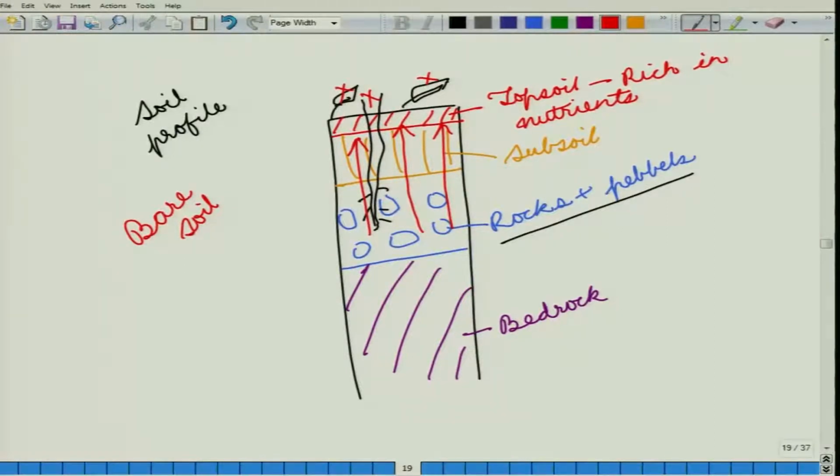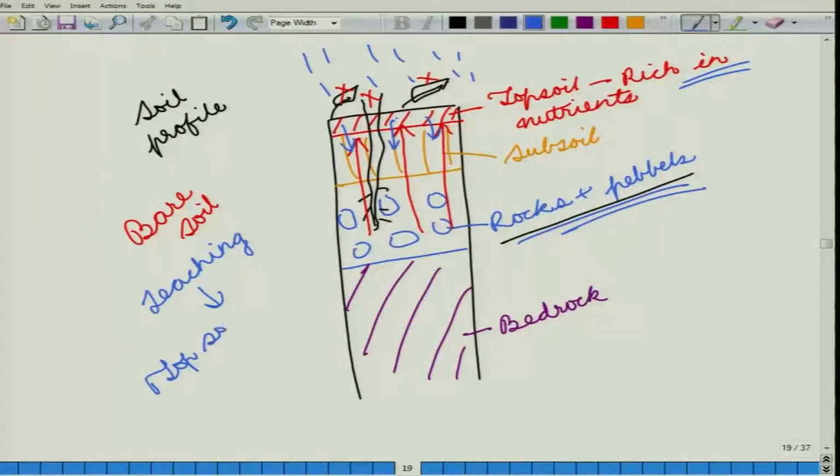So what will happen is, when you have rainfall, these nutrients will get leached down. With the water, they go down into the subsoil or maybe to this rocks and pebbles layer back. So that process of leaching makes the topsoil poor in nutrients. Now remember that all these processes are happening because of the presence of trees and canopies. So canopies have a predominant effect or impact on the nutrient availability in the soil below.